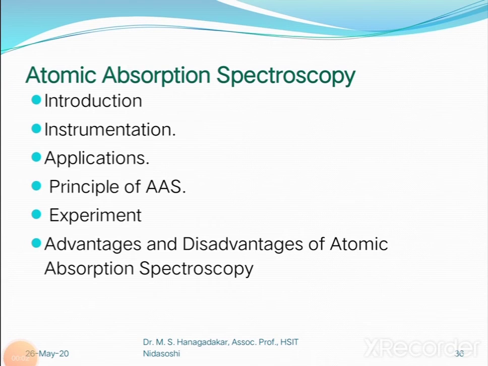Dear students, welcome back to the video lecture of module number 5, Instrumental Methods of Analysis. In the previous video lecture, we discussed the instrumental method of colorimetric estimation of copper. Let us move to the second instrumental technique for our syllabus, that is atomic absorption spectroscopy.